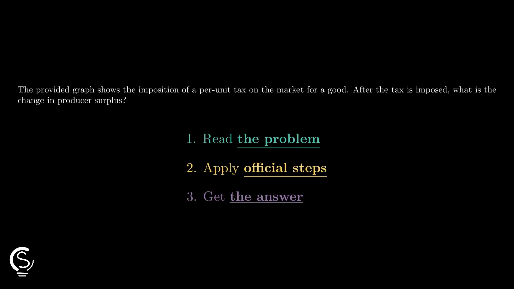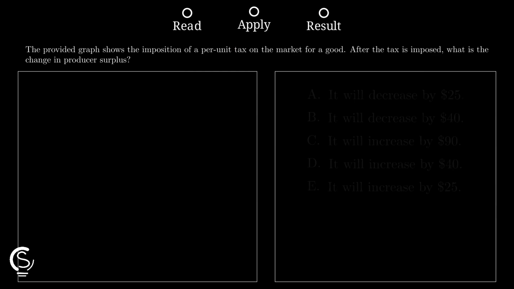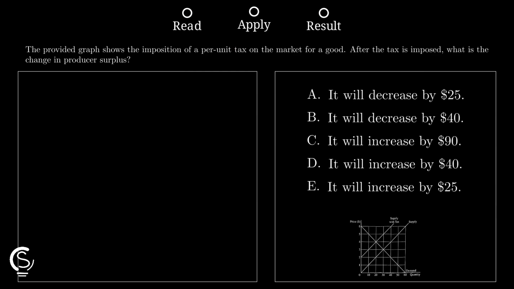I got your back. Producer surplus changes can be tricky when taxes hit the market, but we can solve this graph problem quickly by following 3 simple calculation steps. First, we identify the initial producer surplus by calculating the area of the triangle above the supply curve and below the equilibrium price of $5 before the tax is applied.